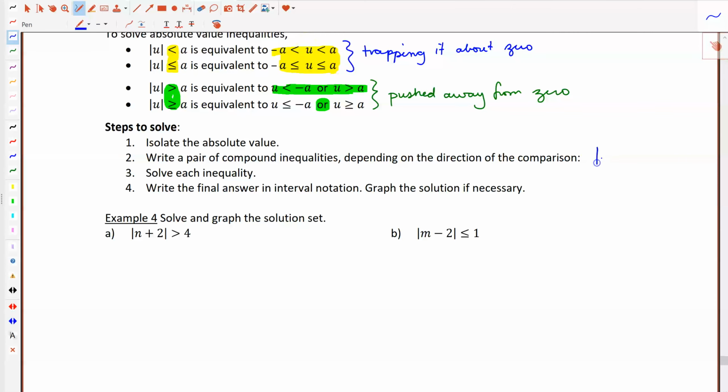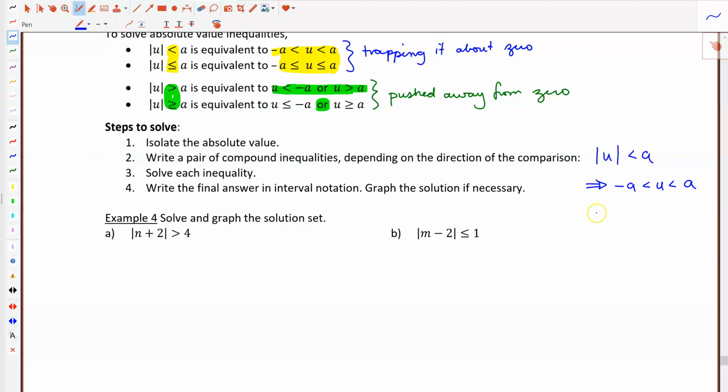If the absolute value of u is less than a, this is going to be equivalent to writing negative a is less than u, which is less than a. So that's how you're going to set up those cases. Again, notice that the absolute value bar is broken, and that's what we're trying to do, so that we can isolate our variable and figure out the value that's going to make this inequality true.